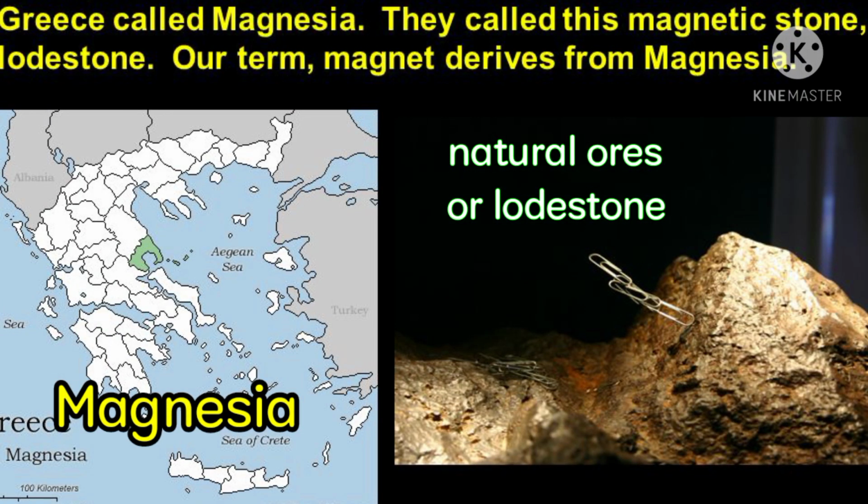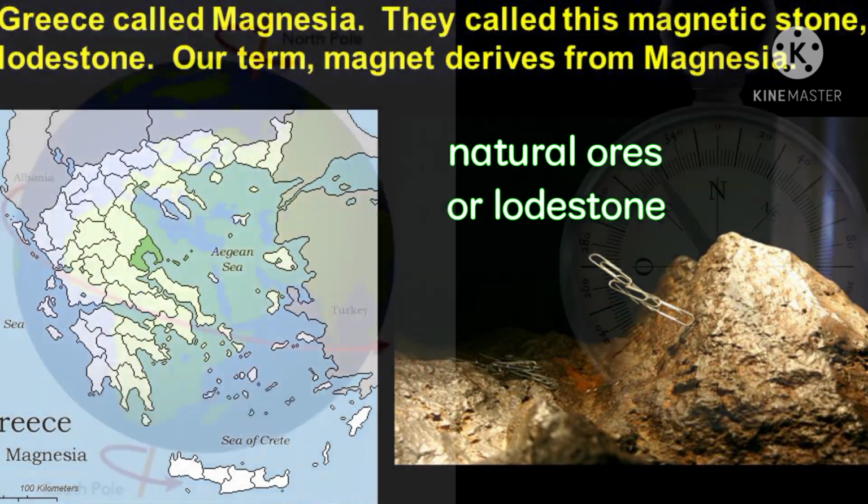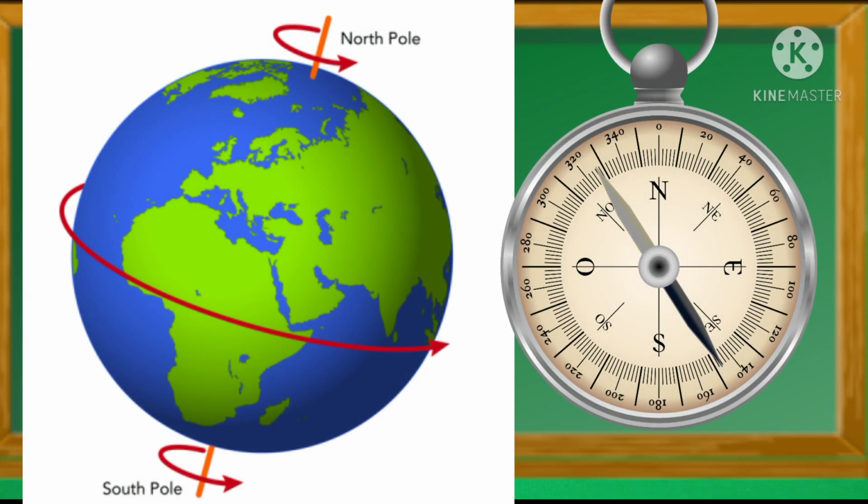Magnets are first observed as natural ores called lodestone in Magnesia, an ancient city of Turkey. The Chinese were probably the first to use lodestone as a compass to tell the direction of the north and the south poles of the earth.